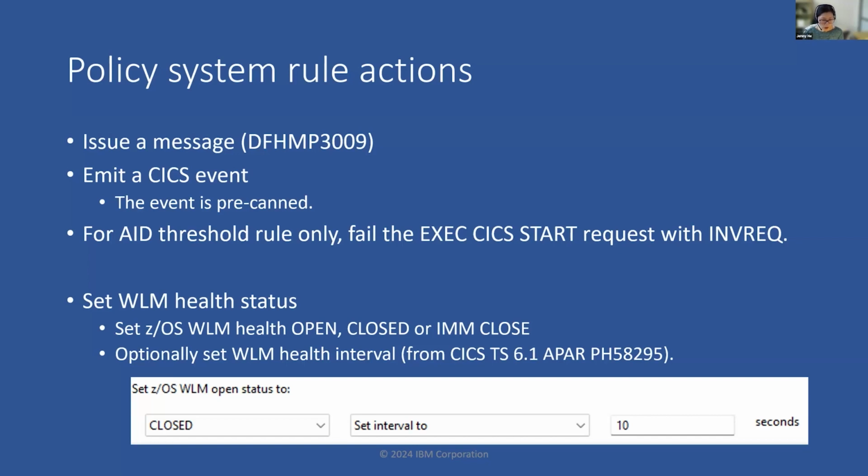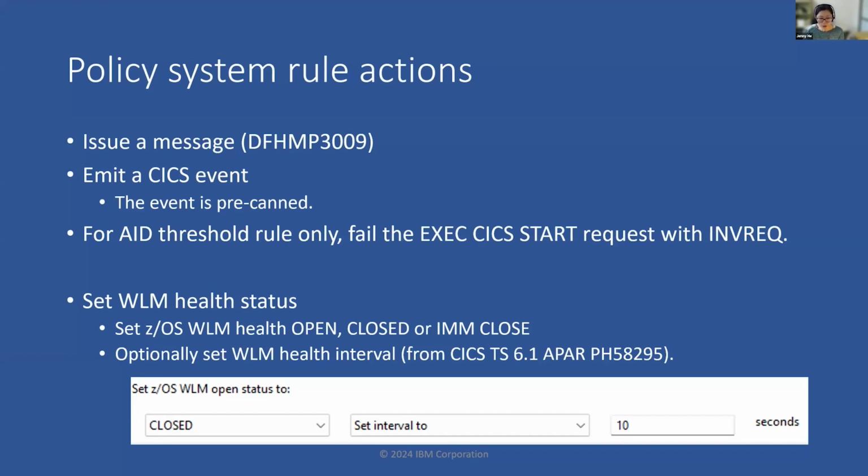So with that, you can automate the CICS region. For example, if you start a CICS region setting the WLM health to 0, then when a certain rule is matched, for example, a number of files are now enabled, then I can change the region's WLM health status to open. With that, I can use the interval to make that happen.